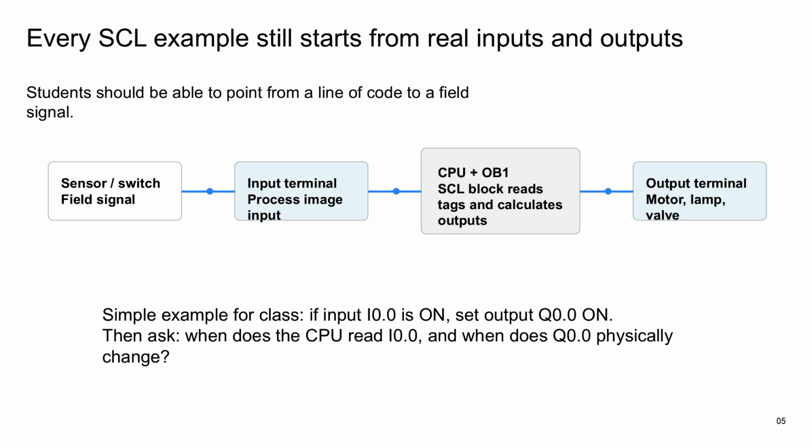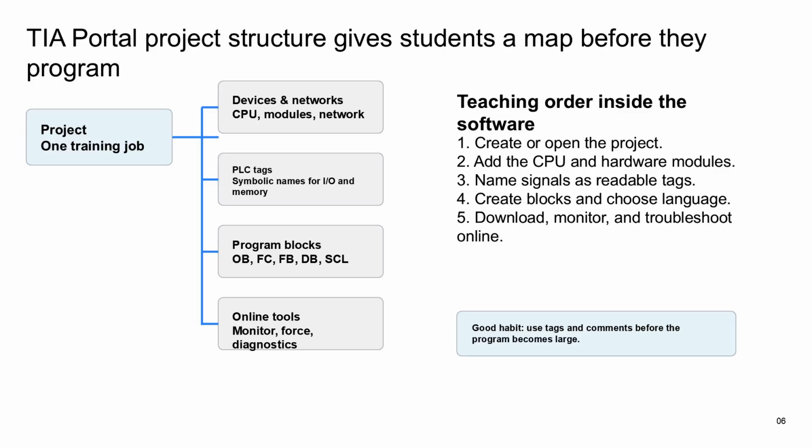For practical work, do not only remember the word. Understand where this point is used in the machine. Now see this slide. Main point is TIA Portal project structure gives students a map before they program. Remember, project. Also note, one training job. Practically, devices and networks. For students, CPU, modules, network.